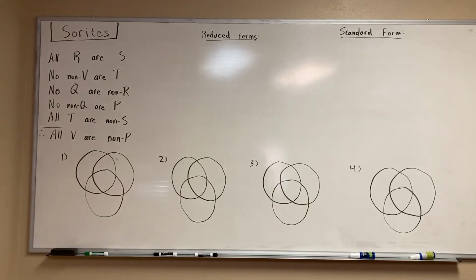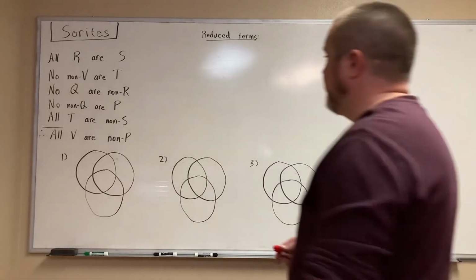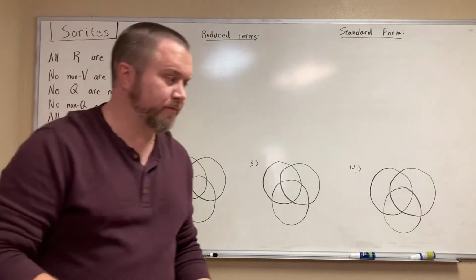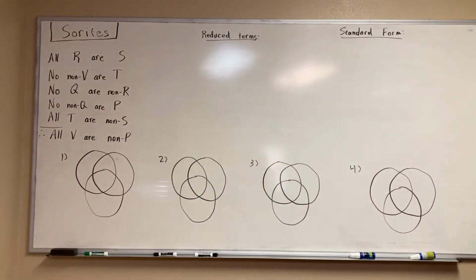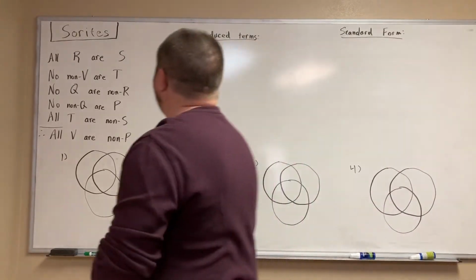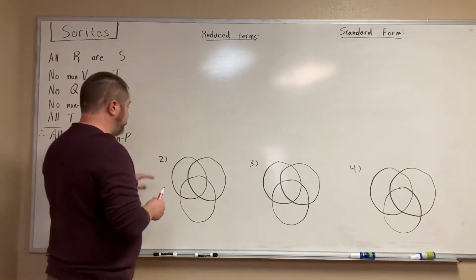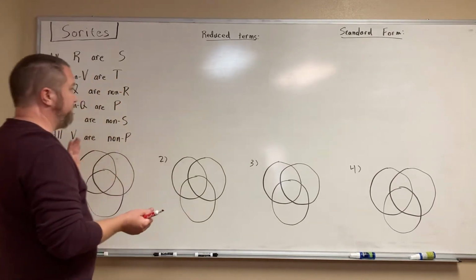Okay, so I'm going to do another Sorites problem. This one is a little more complicated. It's got 5 premises. And again, we have to reduce the terms first. So the first thing, take your time with this. It's going to look really confusing at first.